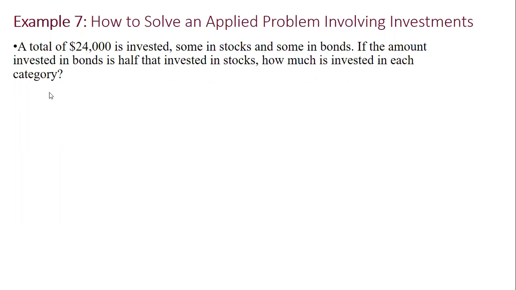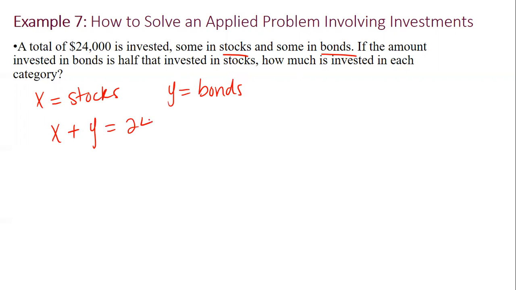What was the first thing I read? Stocks. So we'll let X equal stocks. And then we have bonds, so we'll let Y equal bonds. Still with me? Okay, we know that together, X plus Y equals 24,000. The first thing we know is that together their total is 24,000, right?